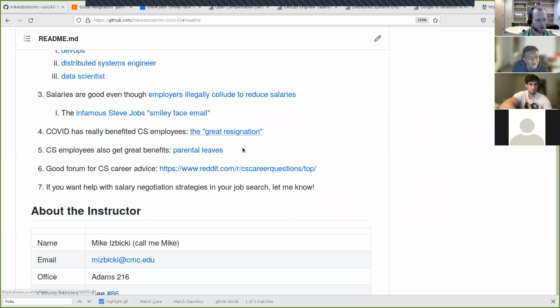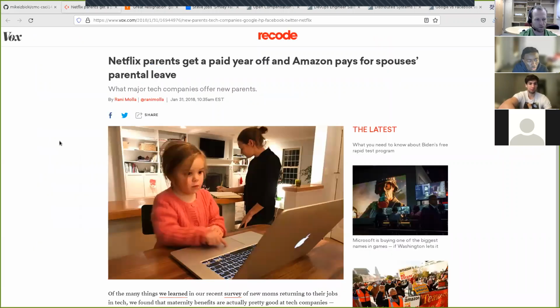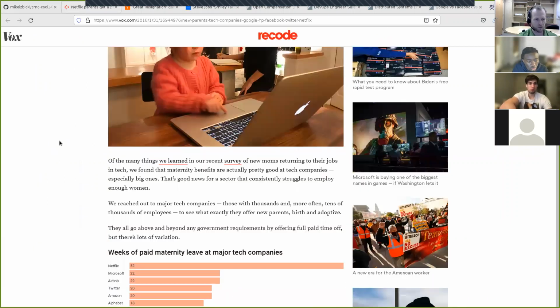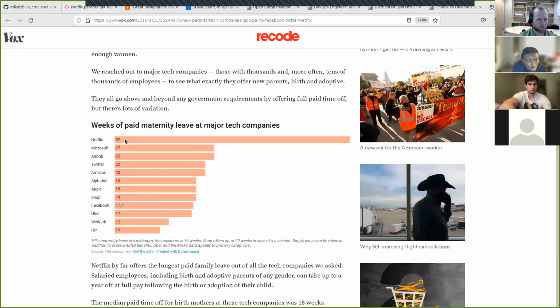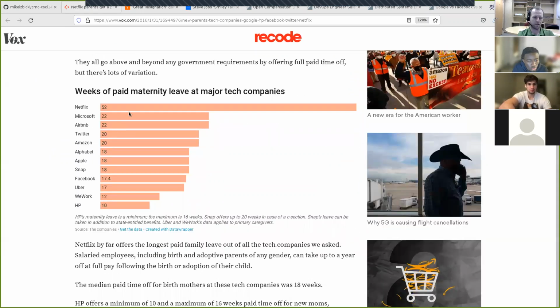CS employees also get really good benefits compared to other employees. This link talks in particular about parental leave benefits. Just scrolling down here, let's make this a little bit bigger. Somebody who works at Netflix gets a full year of paid leave when they have a baby. Even the worst of these companies offer like 2 to 3 months of paid leave when you have a child.